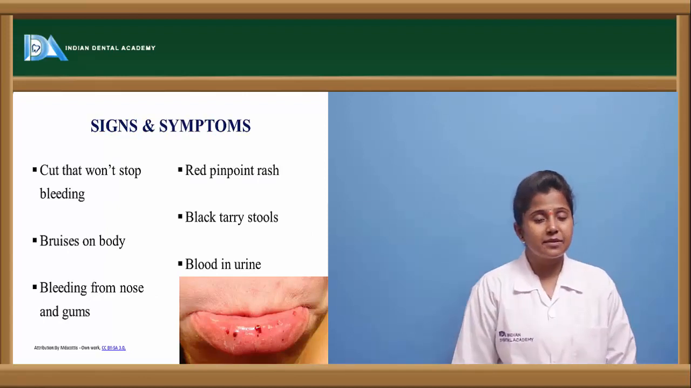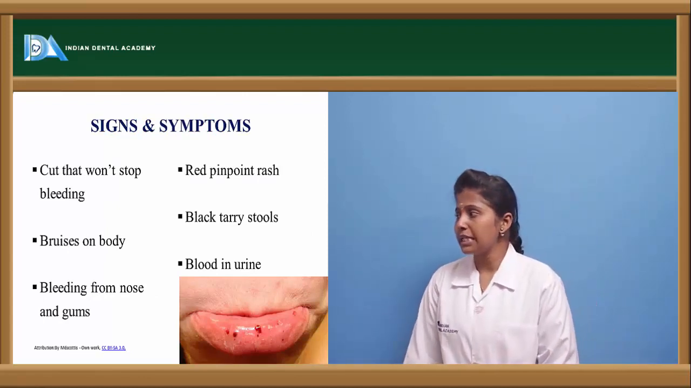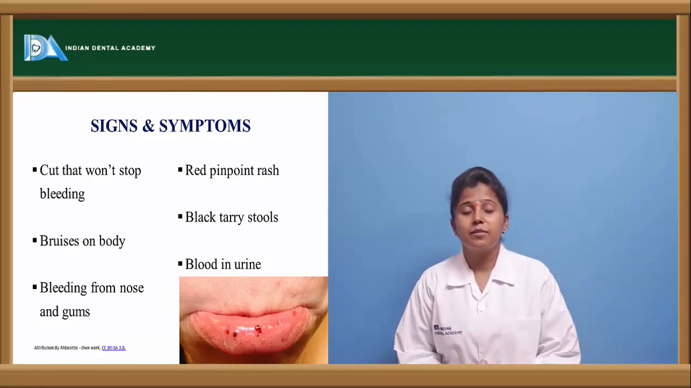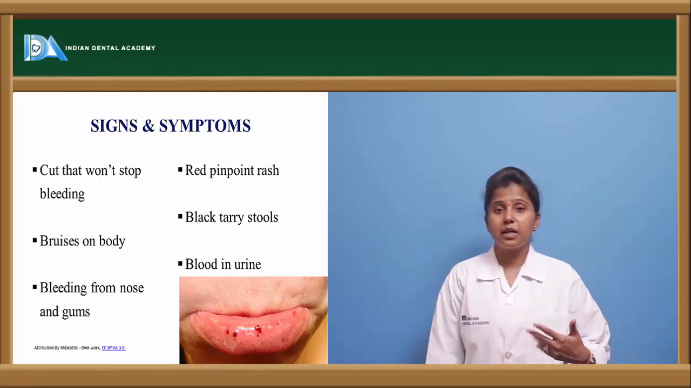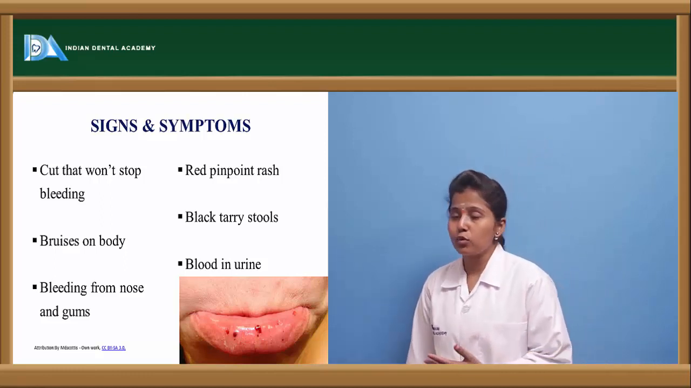What are the signs and symptoms if a person has a low platelet count? One is that a cut won't stop bleeding. If there is any cut, the blood oozes very rapidly, or oozes for a long period of time, and the clot won't be formed. And bruises on the body.